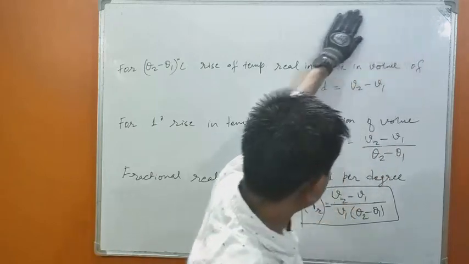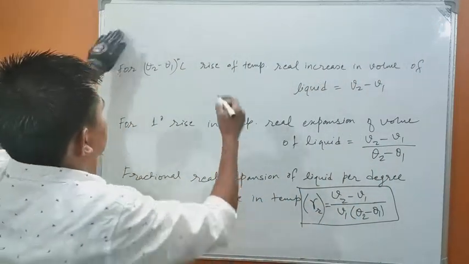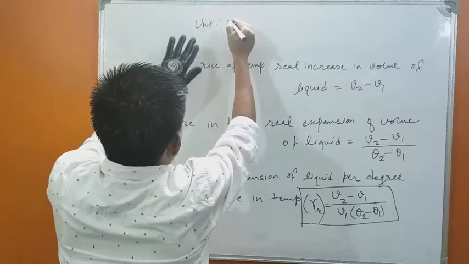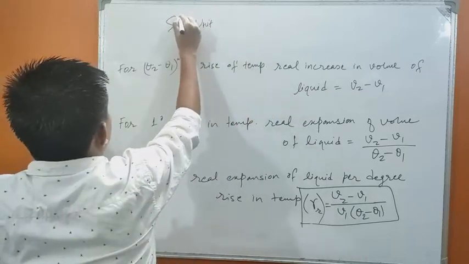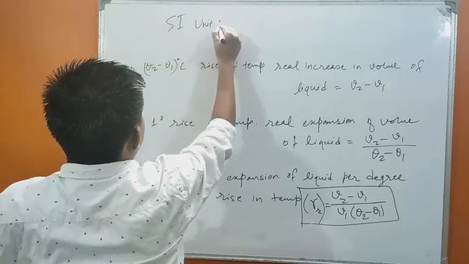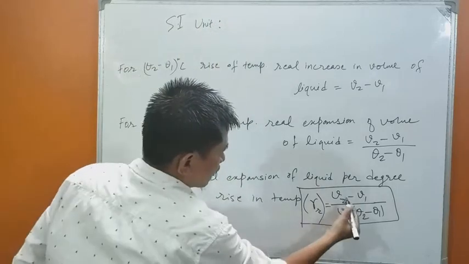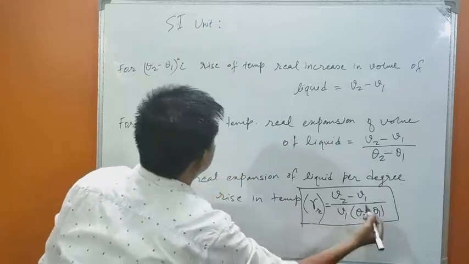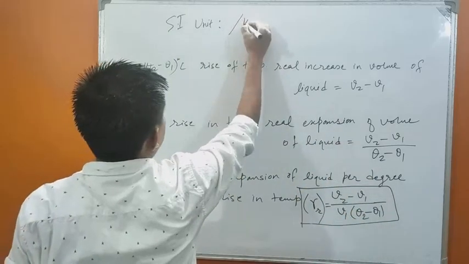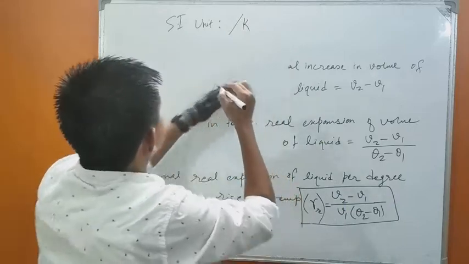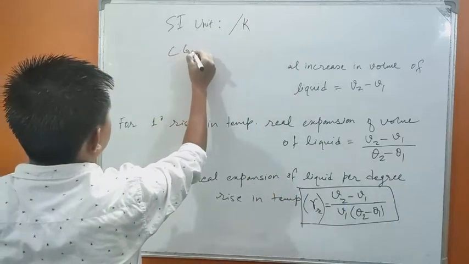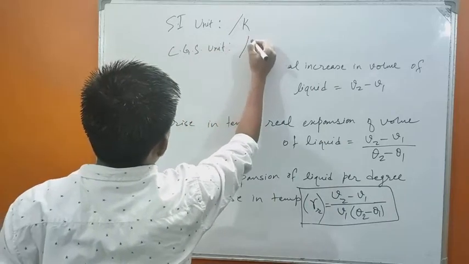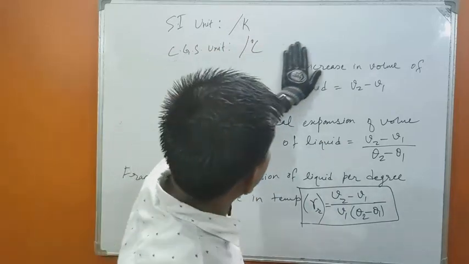Unit of gamma R. SI unit equal to unit of volume divided by unit of volume cancels out, so unit of temperature remains, that is per Kelvin. So Celsius unit equal to per degree Celsius. I hope you got my point.